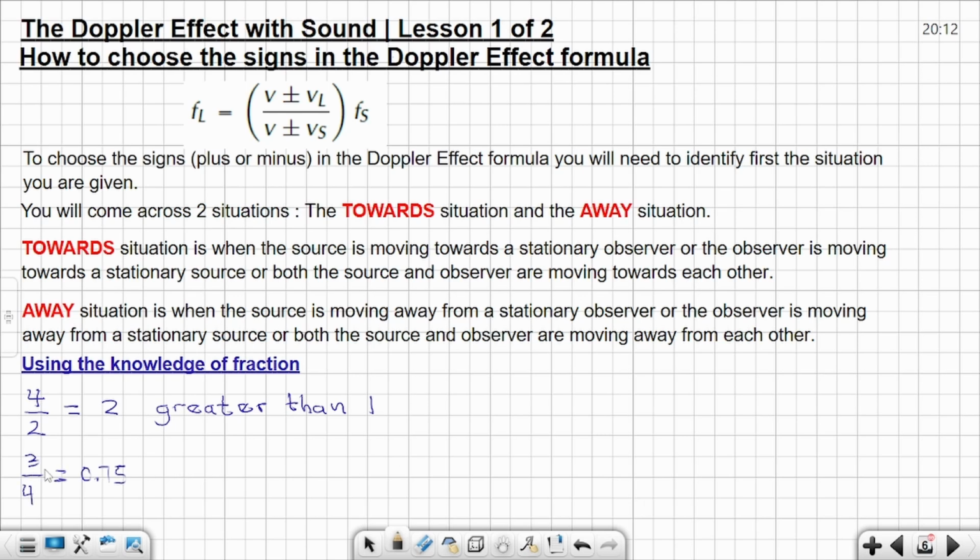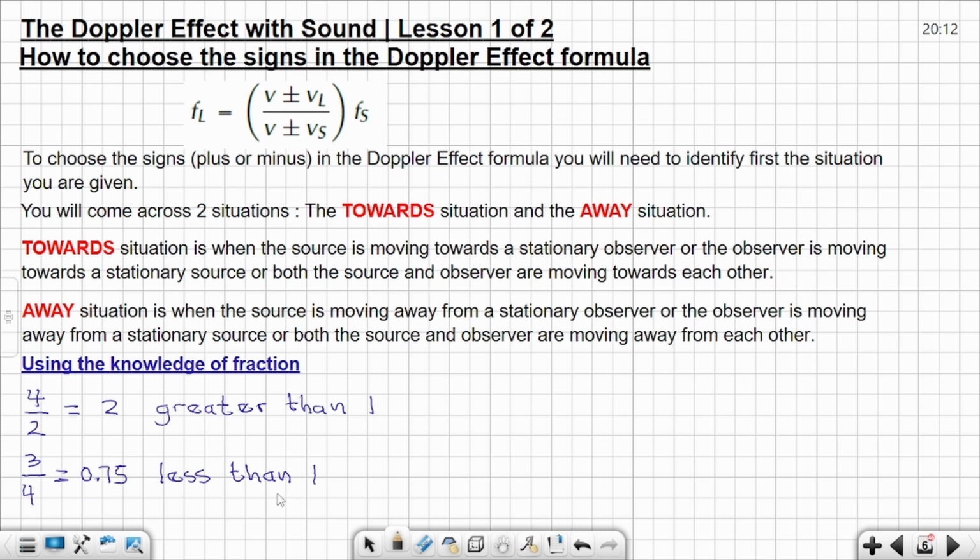And the next fraction is this one, which is known as a proper fraction. So for a proper fraction, you have the denominator greater than the numerator. You can see the numerator is less than the denominator. And when you have such a fraction, the answer will always be less than 1. You can see you have 0.75. This is less than 1. Always, when the bottom part is bigger than the top part, the answer will always be less than 1.